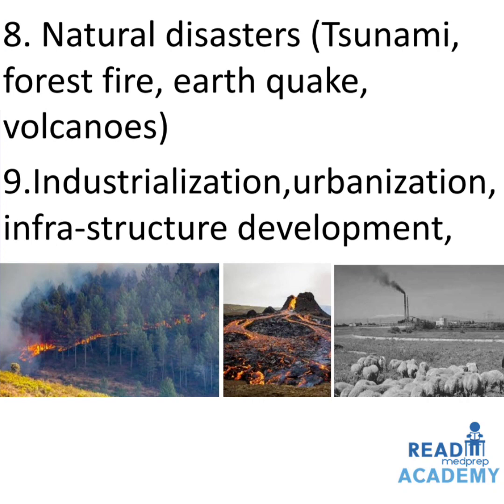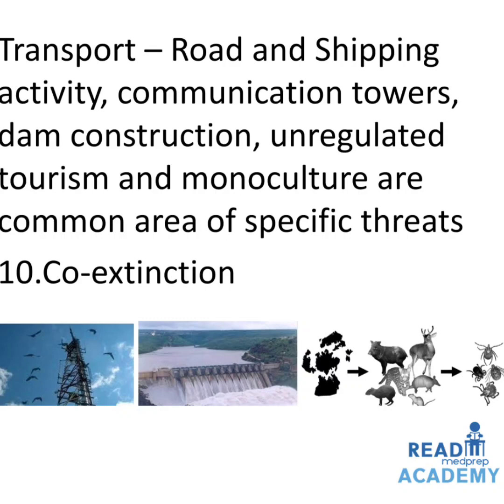forage and feed. Transport, road and shipping activity, construction of communication towers, dam construction, unregulated tourism and monoculture are common areas of specific threats. On the left side image you can see the construction of communication towers after cutting the trees, and the birds are loitering about. In the middle image you can see the construction of dams. On the right side you can see co-extinction, where fragmentation has caused the extinction of many animals.